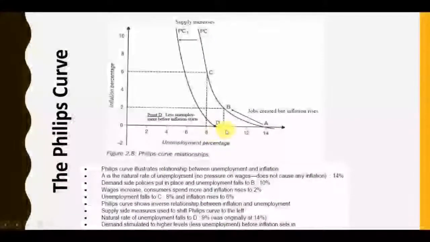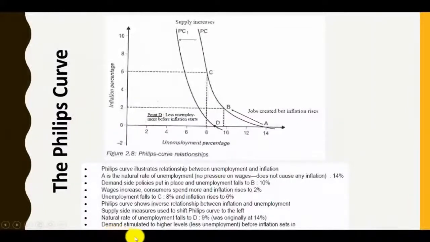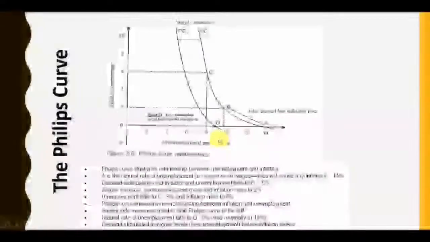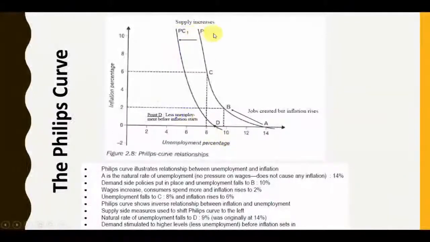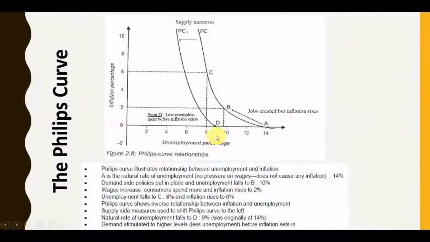So in other words, by using supply side measures, if we look at the last sentence here, demand can be stimulated to higher levels. In other words, there's less unemployment before we get inflation. So we've moved from 14% unemployment and 0 inflation to 9% unemployment and 0 inflation as a result of increasing supply. So that's what the Phillips curve shows me, that I need to increase supply using my supply side measures to maintain my drop in unemployment so that people keep jobs, but I don't want the inflation.